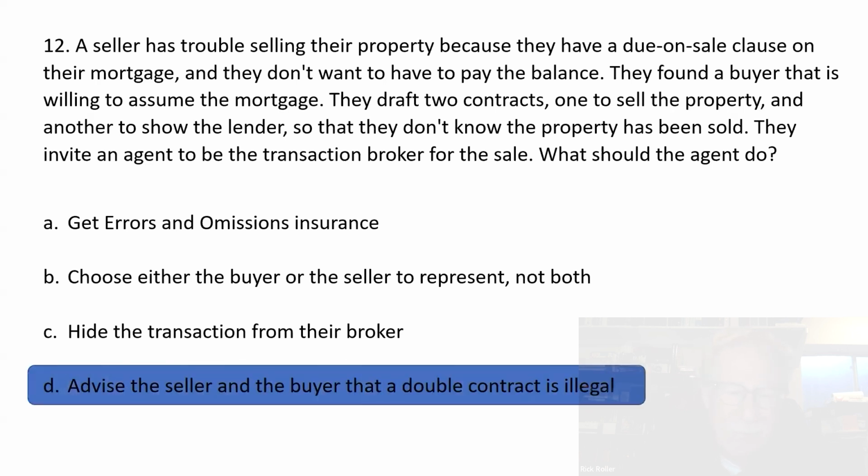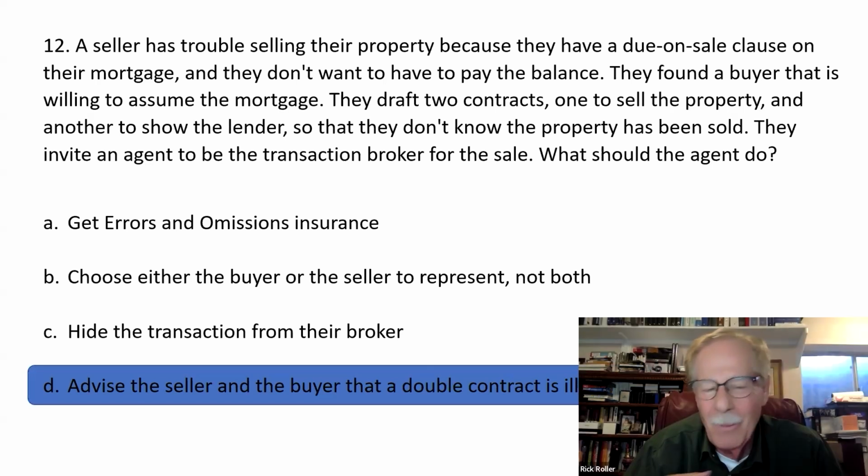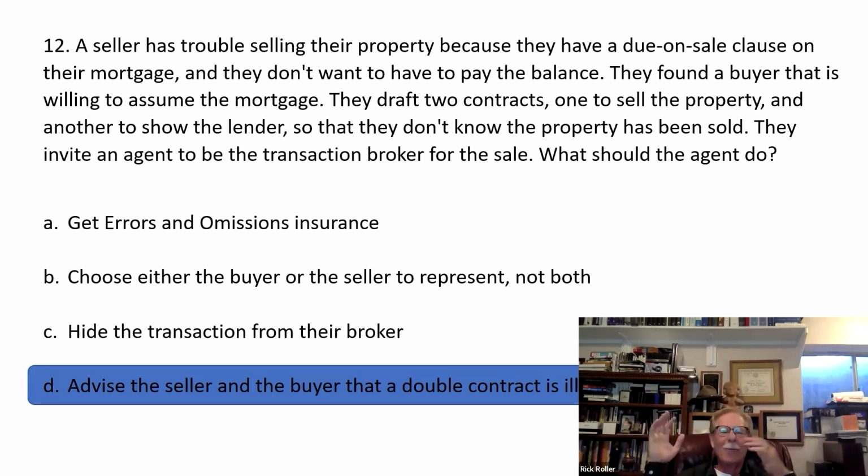Now look at A. Get errors and omissions insurance. Errors and omissions insurance doesn't cover cheating and lying or illegal acts. They're going to say, you've got to be kidding me. Yeah, this got in default. Someone lost money. I mean, now you want us to come in and make it right? Forget about it. This thing was a lie from the get-go. B, choose either the buyer or the seller to represent, but not both. What does this have to do with representation? That's a throwaway answer. Hide the transaction from their broker. You knew that one was wrong.